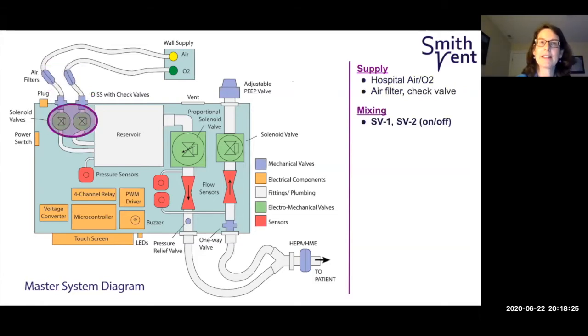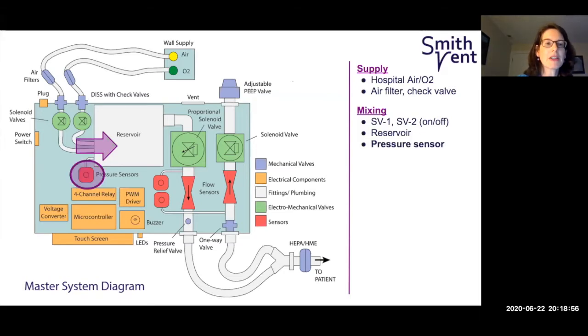After entering the ventilator, the air and the oxygen then go through the first set of solenoid valves, which we call SV1 and SV2. These act as on-off switches to control how much of either gas can pass through. The air and the oxygen are then combined in the mixing reservoir. For ease of speaking, I'm going to refer to the gas mixture as air or airflow for the rest of this section, but keep in mind that it could contain up to 100% oxygen, depending on the system settings.